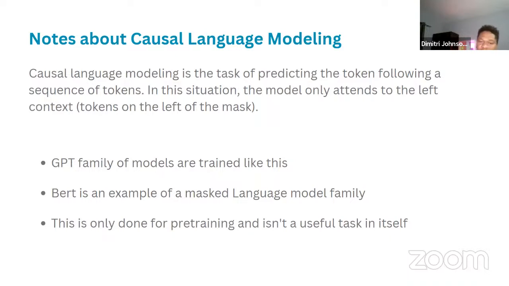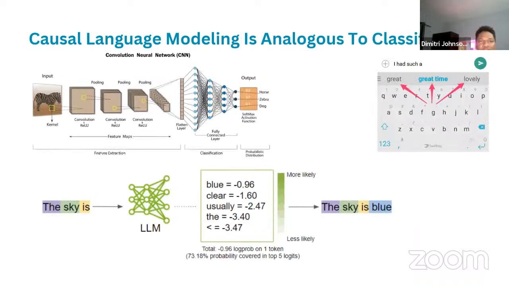GPT models use causal language modeling in pre-training. BERT is an example of a large language model that uses masked language modeling as a pre-training step, right? This is only done in pre-training. We don't really train with causal language modeling as a fine-tuning step. There's always a fine-tuning step after the causal language modeling step, because causal language modeling itself, which is just predicting the next token, is not in and of itself a very useful task to perform. So I have to fine-tune it first before you can get to that.